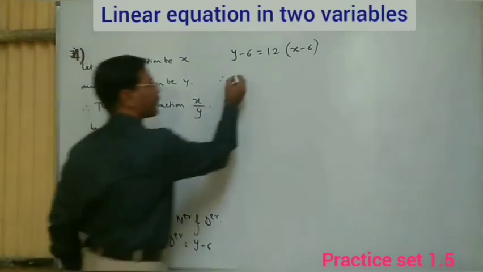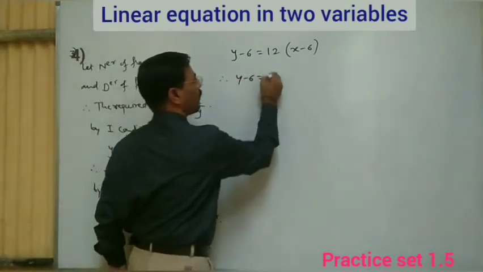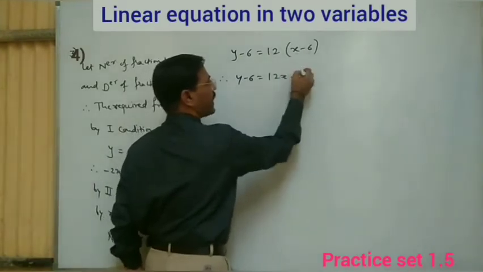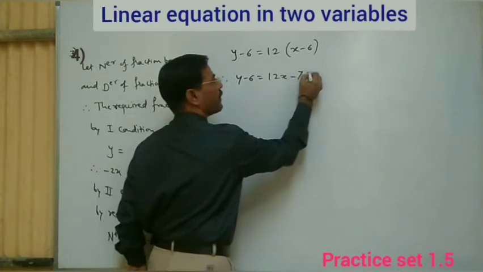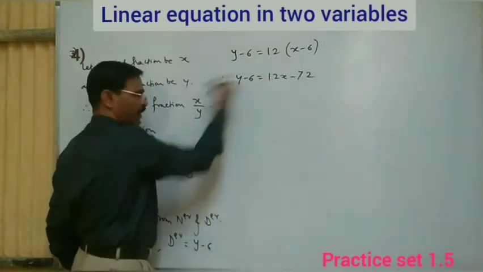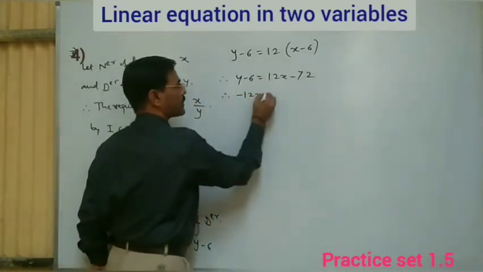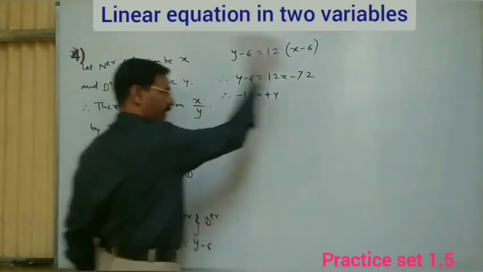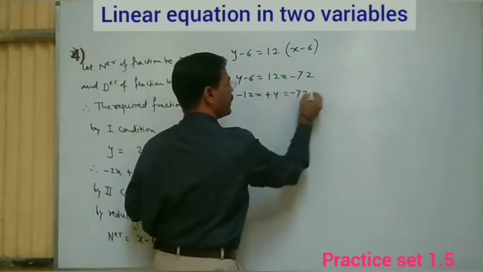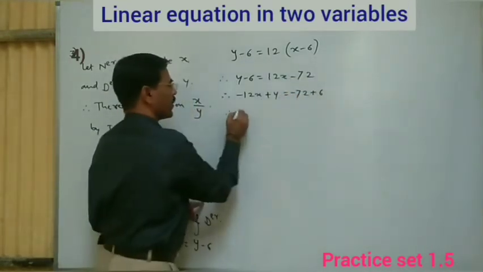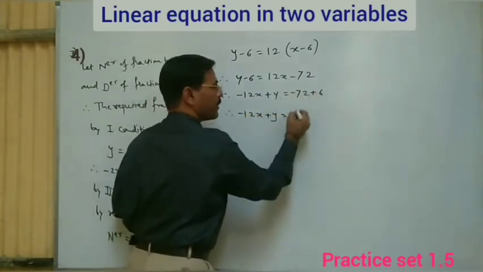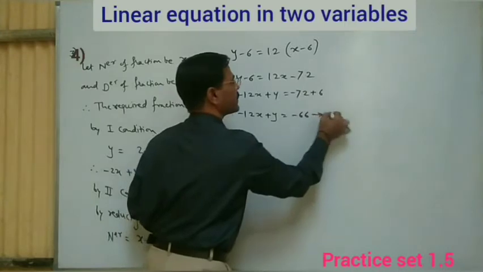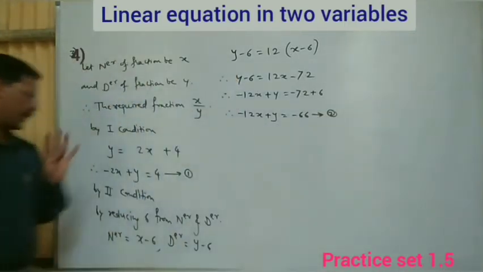See here. y minus 6 is equal to 12x minus 12 times 6, which is 72. Is it correct? 72. Now take this 12x to this side, minus 12x, here it is plus y. Now take that 6 to that side, minus 72 plus 6. So here, minus 12x plus y, here it is minus 66. This is equation number 2 here.